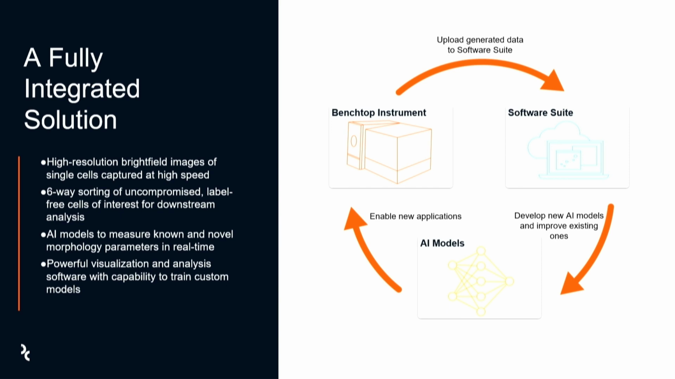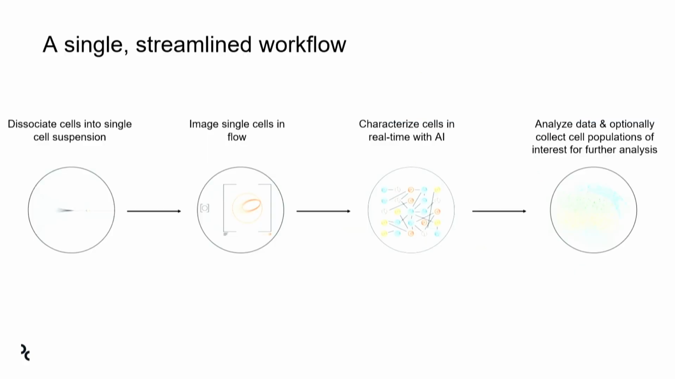And then finally, the Deepcell software suite enables real-time data visualization and analysis from the cell images obtained on the Deepcell instrument. The workflow is very simple and streamlined, starting with dissociation of cells into a single-cell suspension, followed by imaging of those cells in flow, and then characterization of those cells in real time with our AI models. All of this is done on the instrument. In the Deepcell software suite, you can analyze the data, but you can also select your cell populations of interest in real time and then collect those cells for further downstream analyses. And really, you can go from sample to publishable figure in just a matter of hours.